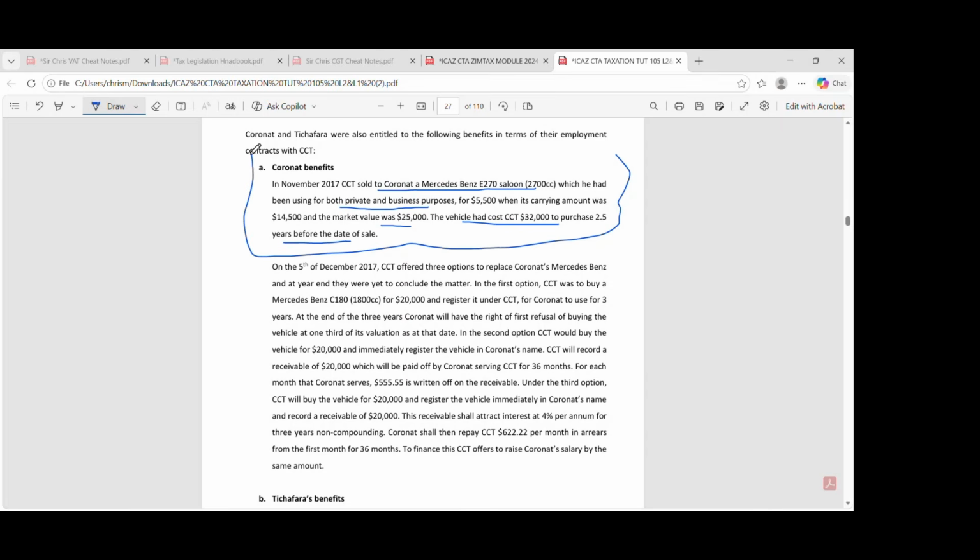Then chinzwayo zvaitika. Then company, munhu Colonat works for a company known as CCT. On 5th of December, CCT offered 3 options. Please, these questions are favorite for examiners. Why are they favorite for examiners? Most students are not able to distinguish between tax planning, tax avoidance, and tax evasion.